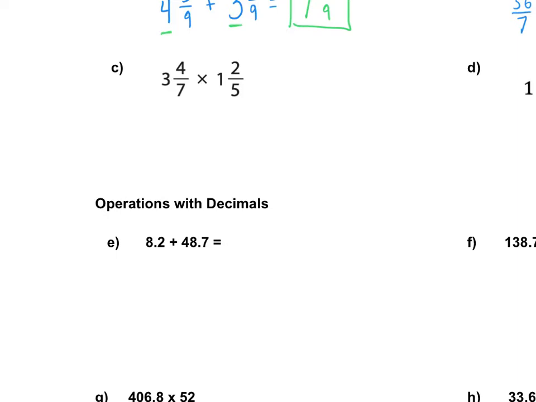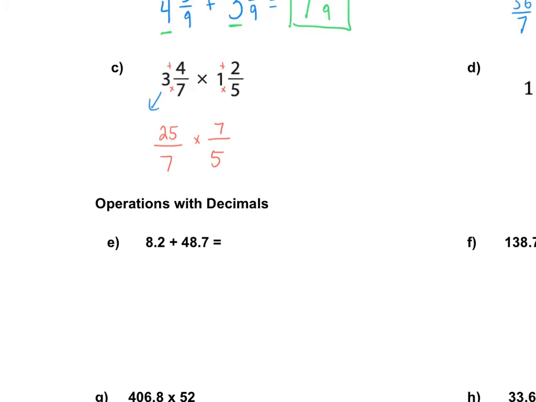Before we can multiply our fractions, you need to make them improper. Let's go ahead and make this improper now. 7 times 3 is 21, plus 4 would be 25/7. 1 times 5 is 5, plus 2 would give me 7/5.